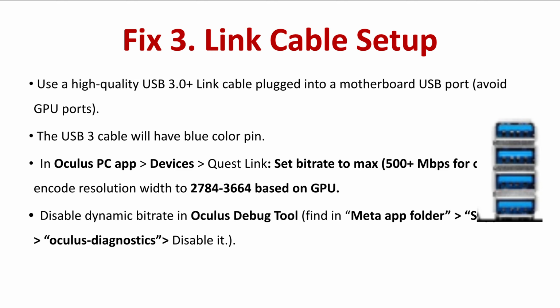Fix three is the Link cable setup. Use a high quality USB 3.0 Link cable plugged into a motherboard USB port. The USB 3 cable will have a blue colored pin. In the Oculus PC app, go to Devices, then Quest Link. Set bitrate to max, 500 plus Mbps, and encode resolution width to 2784 or 3664 based on your GPU. Then disable dynamic bitrate in the Oculus Debug Tool. Find it in the Meta app folder, then settings, then Oculus diagnostic, then disable it.